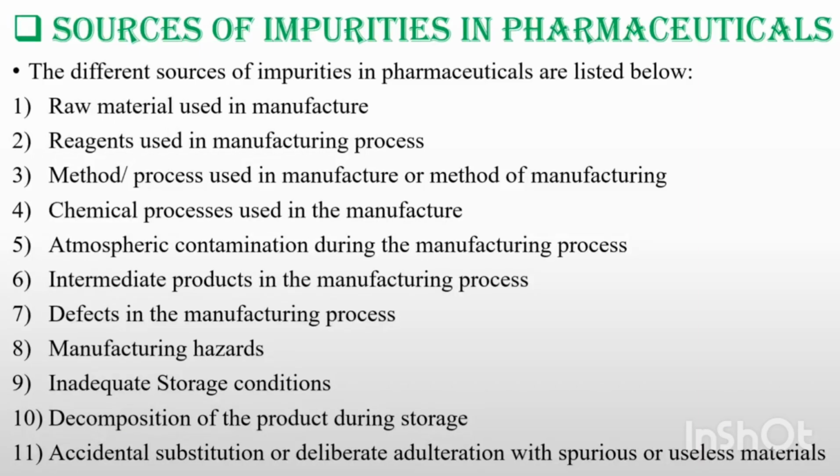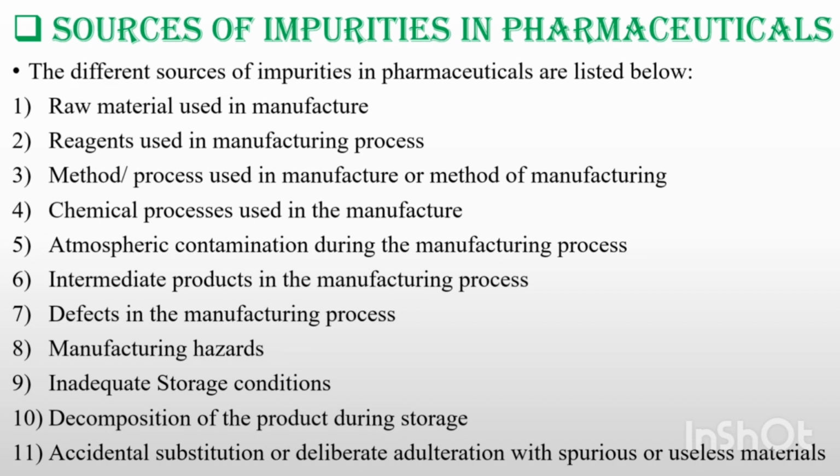Then, sources of impurities in pharmaceuticals. There are different sources of impurities in pharmaceuticals, listed below, like 11 impurity sources. One by one we will discuss them, and I will say that sources of impurities in pharmaceuticals are very important for the B-Pharm first year first semester university exam. In the university exam it can be asked for 10 marks and 5 marks also. So it is an important point in Unit 1: impurities, types of impurities and sources of impurities in pharmaceuticals. All sources will be explained one by one.